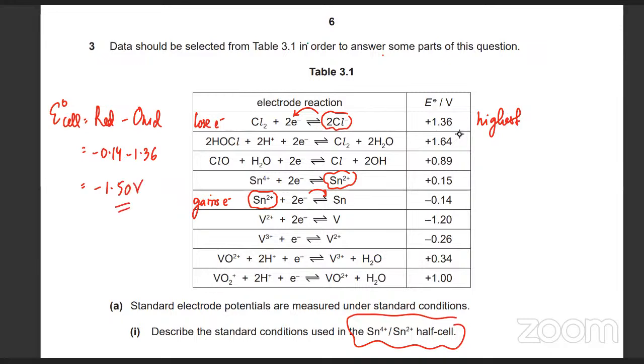A very negative E0 cell tells me that this reaction will not happen, or it will happen in the opposite direction. It won't happen in this direction. The Cl minus 1 will not lose electrons, because you're getting a very negative potential. That basically indicates that you're doing everything the wrong way. Is this clear? Yes, sir.